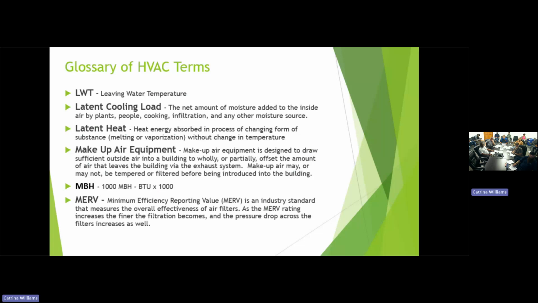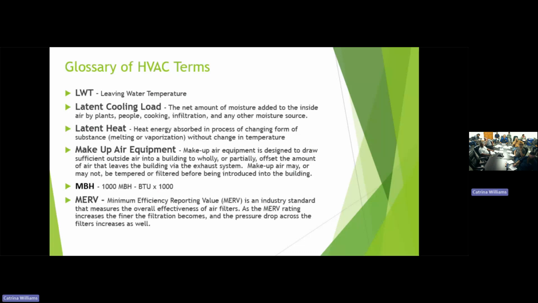Latent cooling load, and this is just what you had mentioned. That is the amount of moisture added to the inside air by plants, people, cooking, infiltration. People have a great amount of latent heat. We're producing some latent heat in this space just because of the people we have. But in a residence, you have to take into account the people, how much cooking they do, boiling, whatever, all those take into account. If your windows and doors leak, you've got infiltration coming in from outside. That's all going to be some latent cooling load.